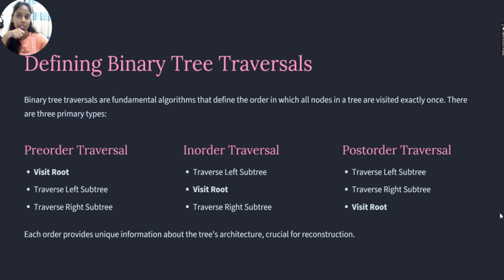A tree traversal is a method of visiting every node in a tree exactly once in a specific order. There are three types of traversals: Preorder, Inorder, and Postorder. Each traversal gives us different information about the tree. Let's quickly understand each one.